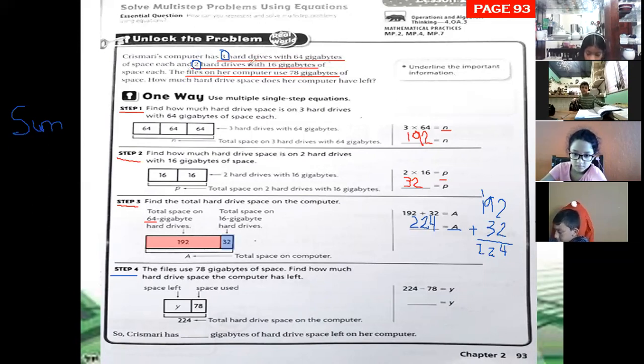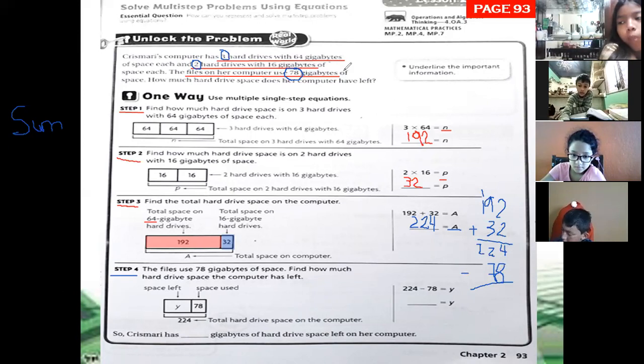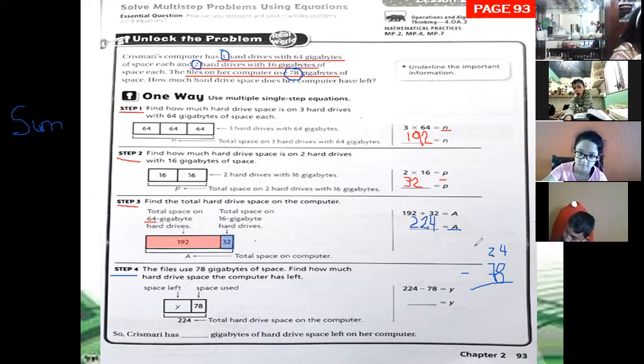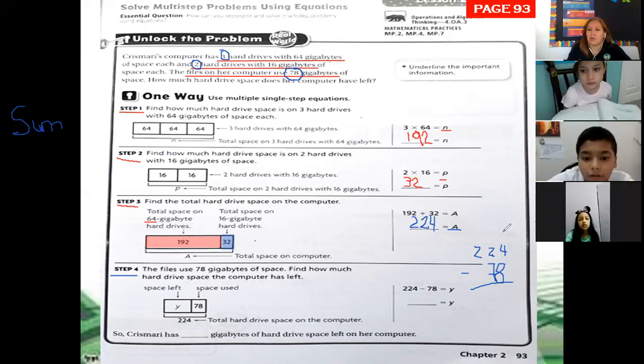But now it says that her computer needs 78. So we have to subtract 78 from 224. So here we write minus 78. 4 minus 8, it is not possible, right? We need to regroup. Are you with me? Are you with me, class? You're very quiet. Okay. Yes, Miss.